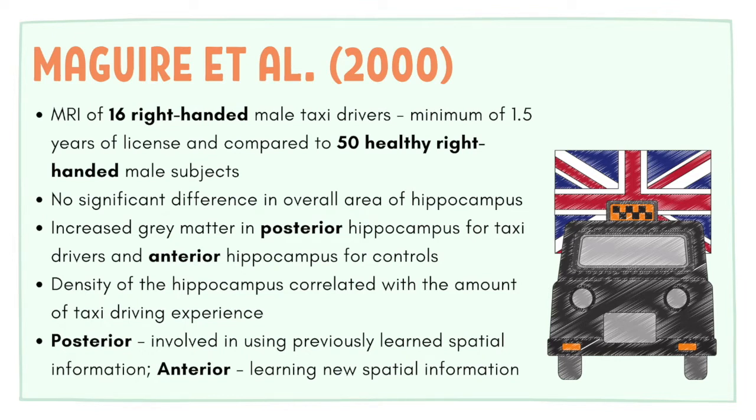So, as you can see in this research, the MRIs have allowed the researchers to investigate and compare the structure of the brain in living participants. It also provides evidence for redistribution of brain matter in relation to a specific experience or skill, which is here taxi driving. And it also helps develop the understanding that the posterior hippocampus is involved in using previously learned spatial information, whereas the anterior hippocampus is responsible for maybe learning new spatial information.